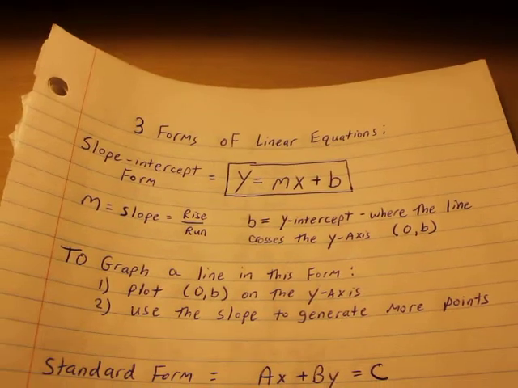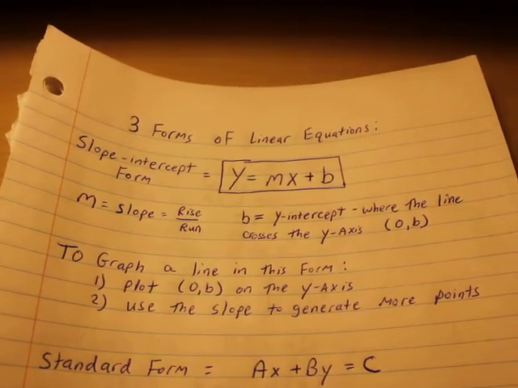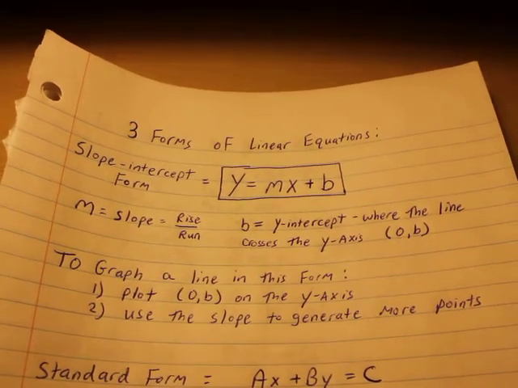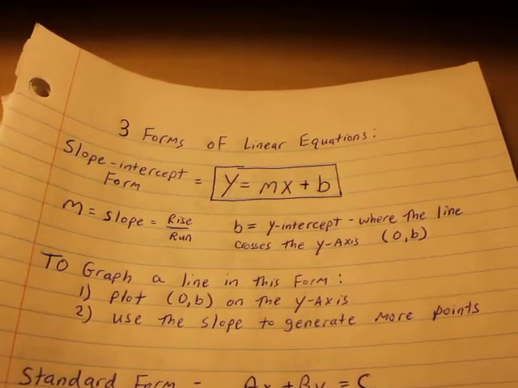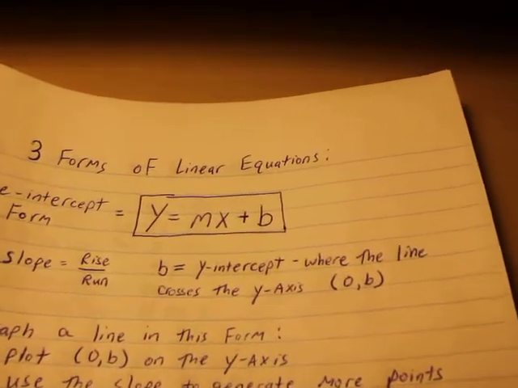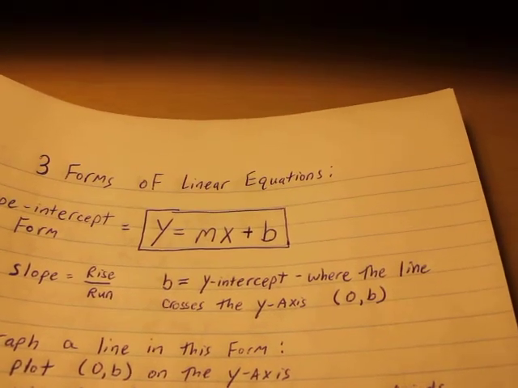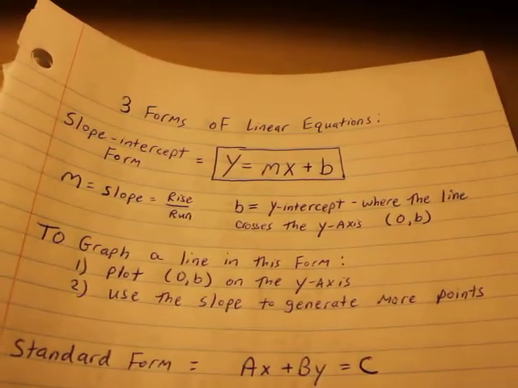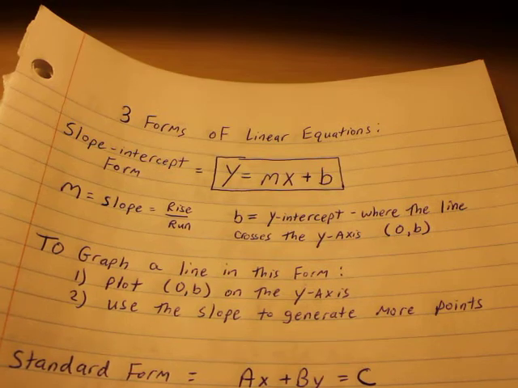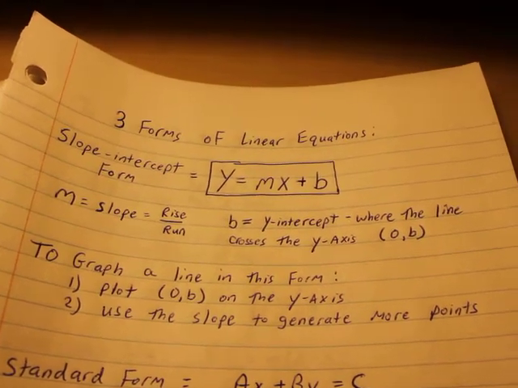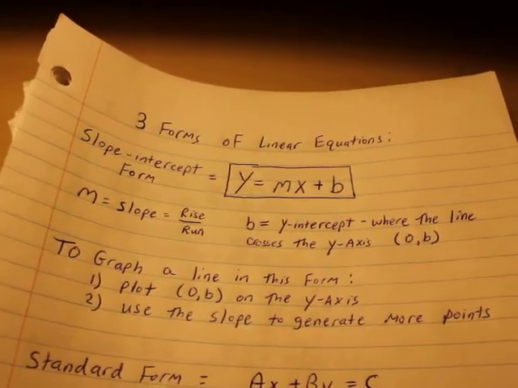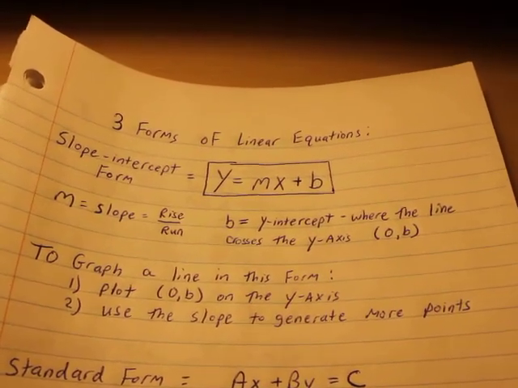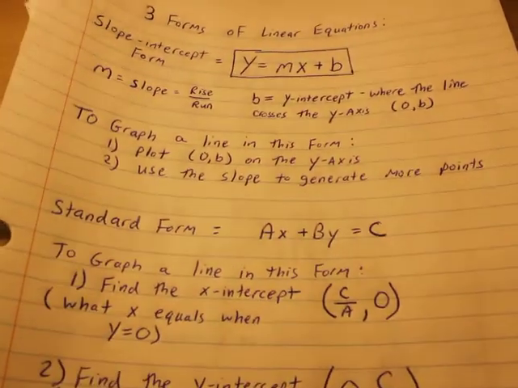The first one you're most familiar with, slope-intercept form, y equals mx plus b, where m is equal to the slope or the rise over the run, and b is the y-intercept, where the line crosses the y-axis, and the point would be (0, b). So to graph a line in slope-intercept form, we plot (0, b) on the y-axis, and then we use the slope to generate more points. We were doing that before we started the online learning, and I think most people had a pretty good understanding of that.